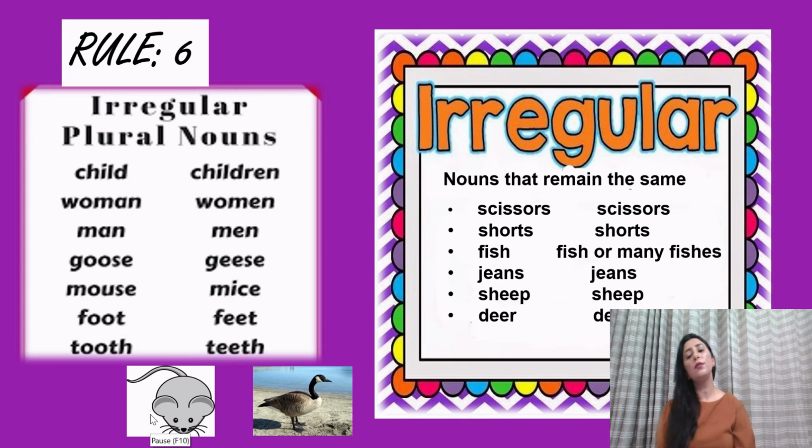Now there are also some irregular nouns that remain the same in their singular as well as plural form, right? So scissors remain scissors in singular as well as plural form. Shorts remain shorts in singular as well as plural form. Fish remains fish, or we can say many fishes in plural form. Jeans remain jeans. Sheep remains sheep. Deer remains deer in singular as well as plural form.